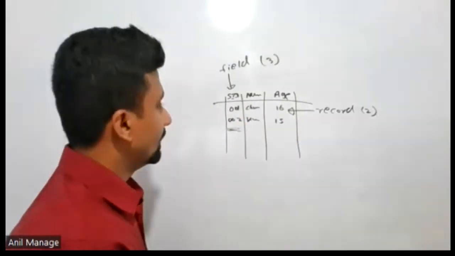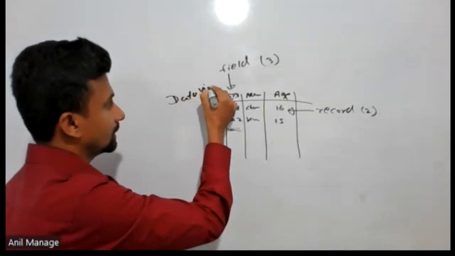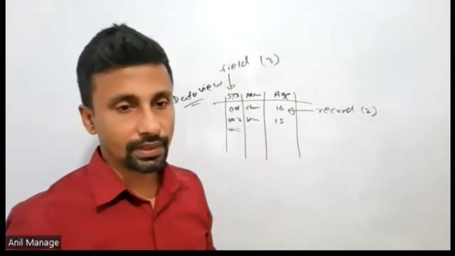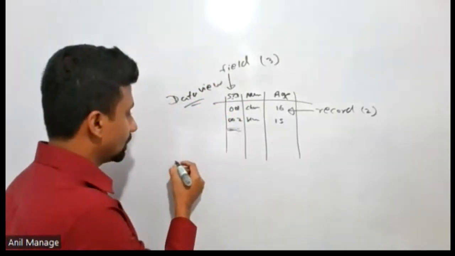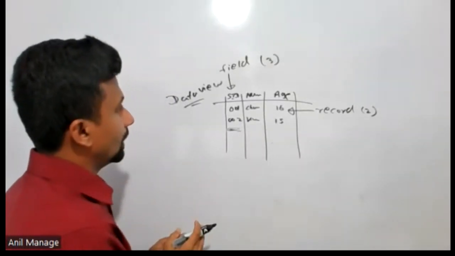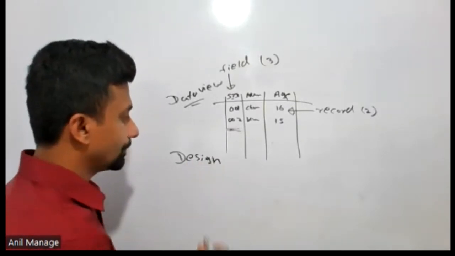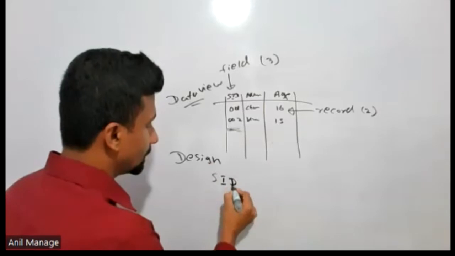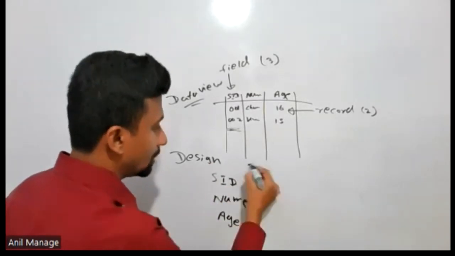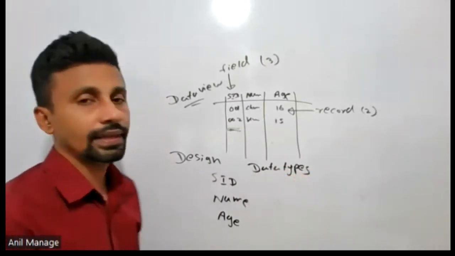Remember that. This is called datasheet view when you are doing the practicals with Access. We also have something called design view. There you are going to put these field names, name and age, and you have to give some data types.